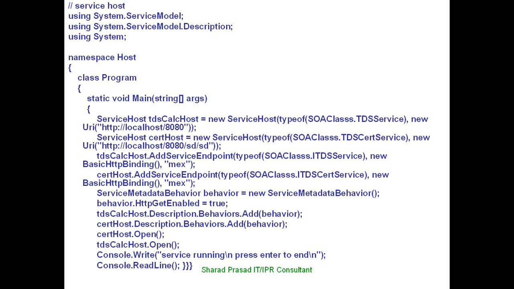So one of the classes which we use for hosting SOA services is ServiceHost. This ServiceHost will take two arguments here. The first argument would be the class of the service, and the second argument is the address where we want to host that particular service.